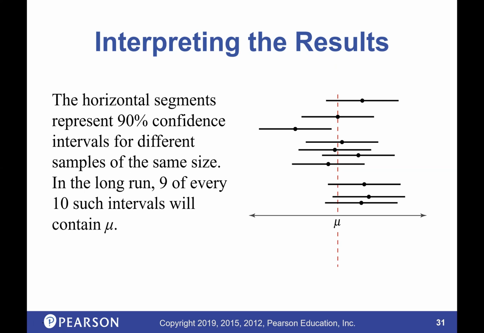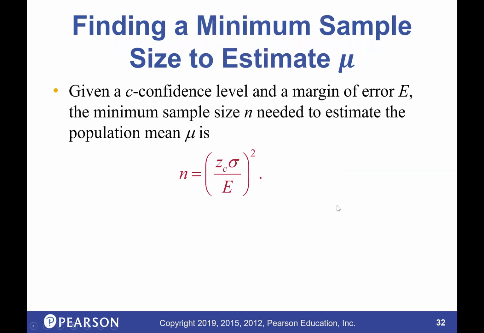Okay, one more thing to cover in 6.1 is this right here. Given a confidence interval and also the margin of error, the question is, what's the smallest sample size that's needed in order to estimate the mean?